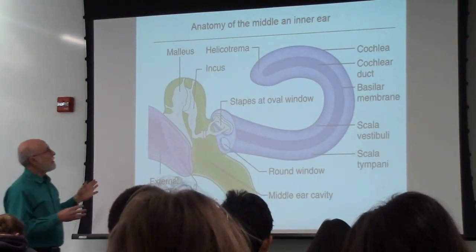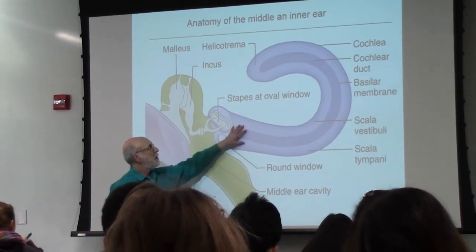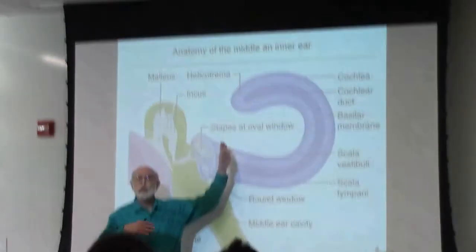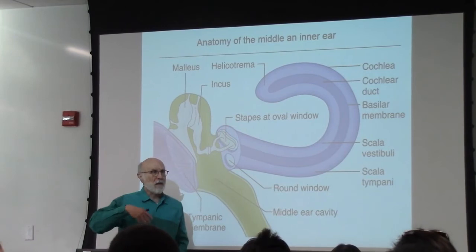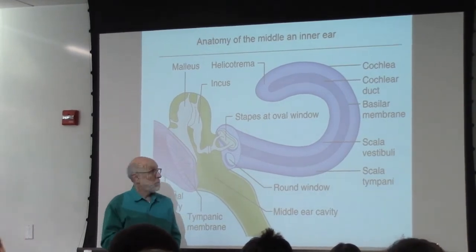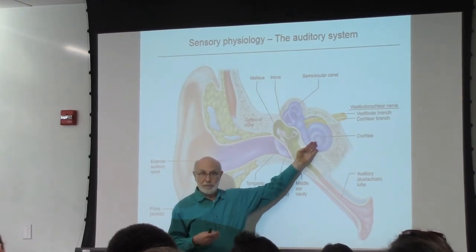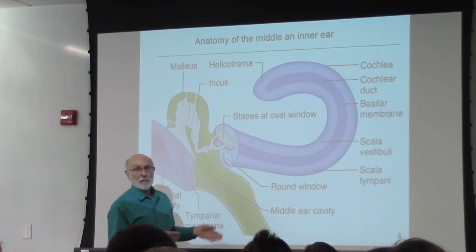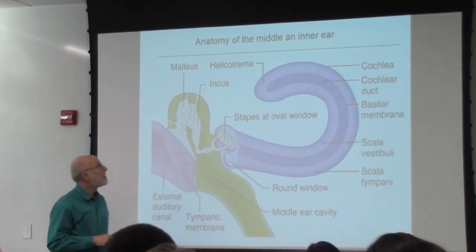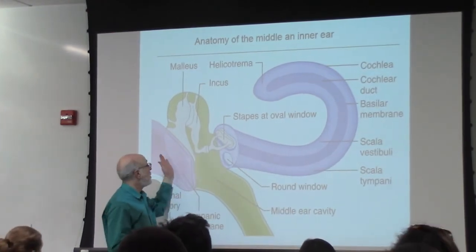So here is a blow-up of the middle and the inner ear with the cochlea sort of unfurled, right? The cochlea is this snail shell shaped spiral organ, but just to see it better, it's been sort of unwrapped. The stapes vibrates in response to a vibration of the eardrum.